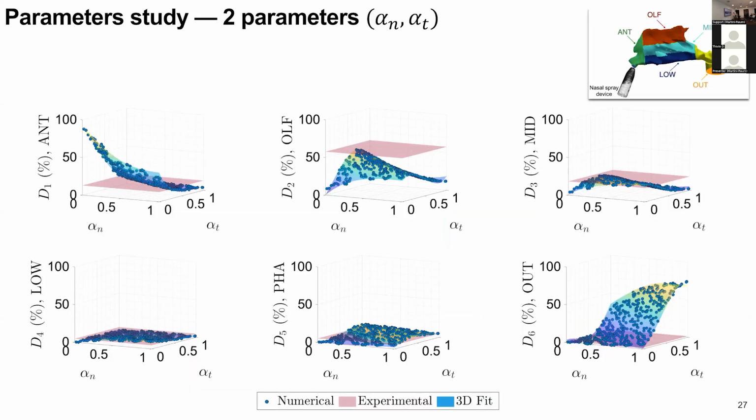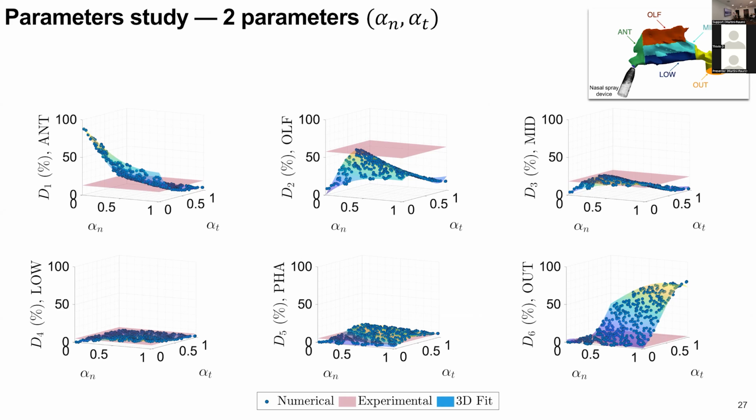There we go. We repeat this 500 times. So with 500 different combinations of alpha N and alpha T, we obtain the deposition results. What we're seeing here is the particle deposition in the 6 different regions of our geometry as a function of parameters alpha N and alpha T. Now, the idea is to extract the combination that best conveys the experimental results.